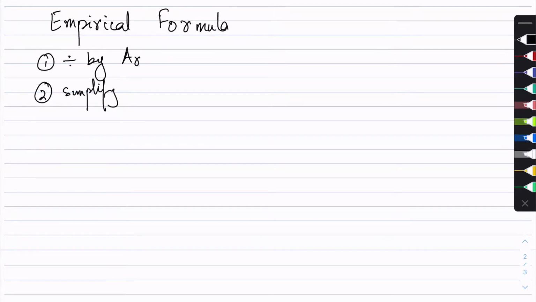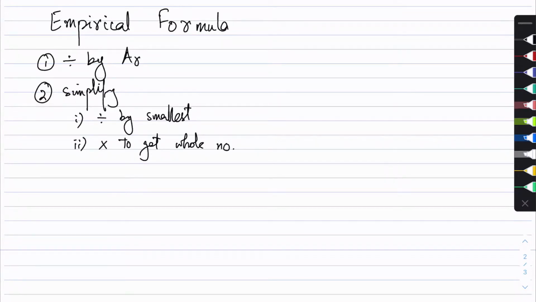Now in simplifying, there are some problems that students face based on what numbers you get. So the first step is to divide by the smallest value. That is one option that you have. You don't have to do it, but this is one option. And the second option is that you multiply to get whole numbers. So you basically have two ways of simplifying.